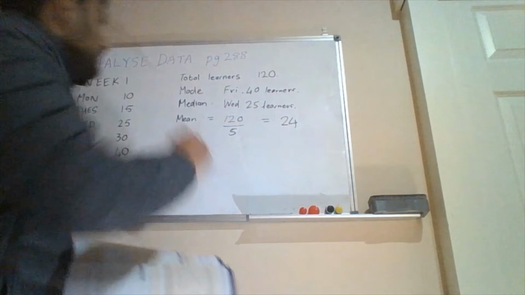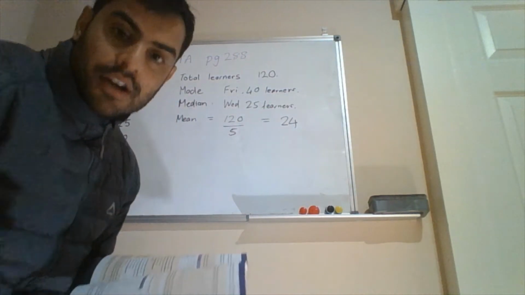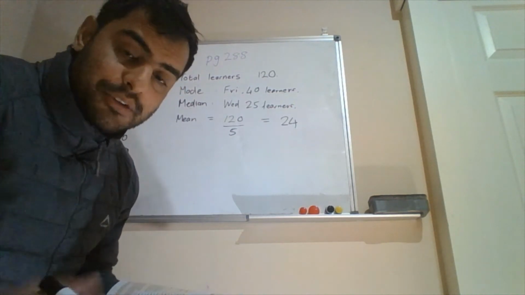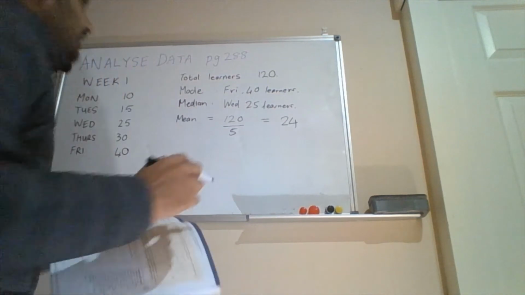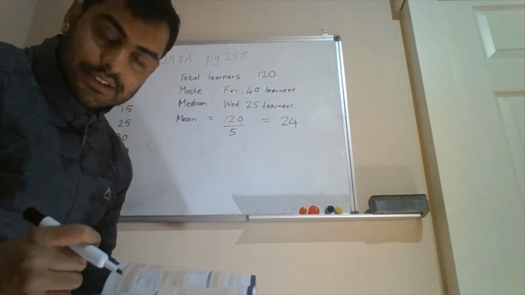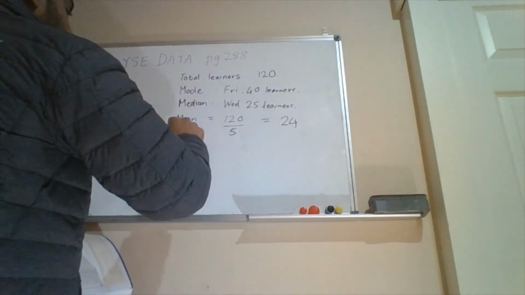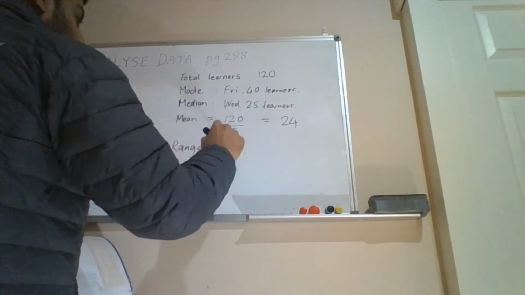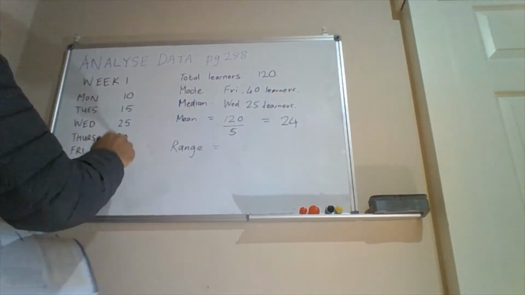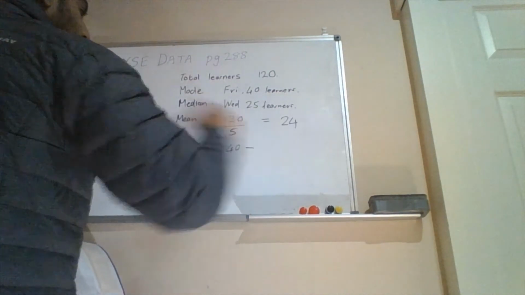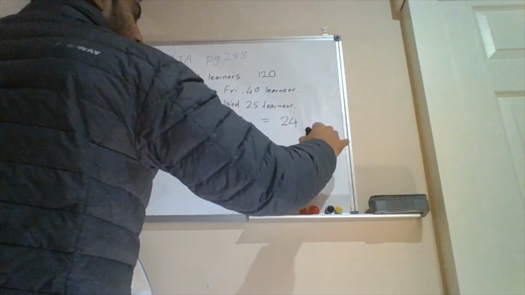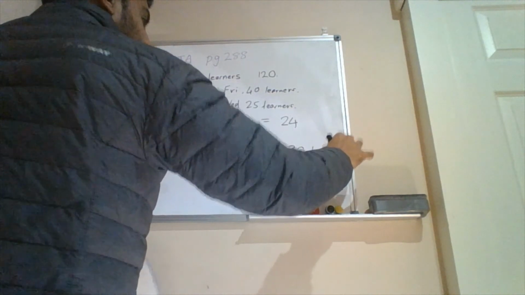Remember, these 3 M's, mode, median, and mean, are our measures of central tendency. They describe in a summary overall what the data is doing. Next we're going to talk about measures of dispersion, how spread out the data is. To do that, we find the range, which is by definition the maximum value minus the minimum value. Our maximum value is 40, subtract our minimum value, which is 10, and that gives us a range of 30 learners.